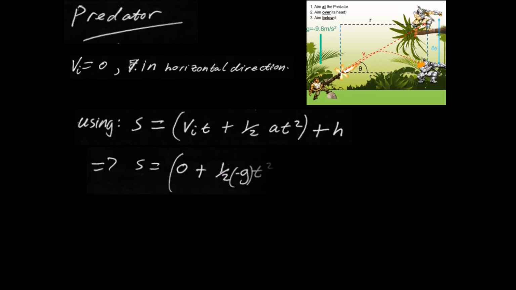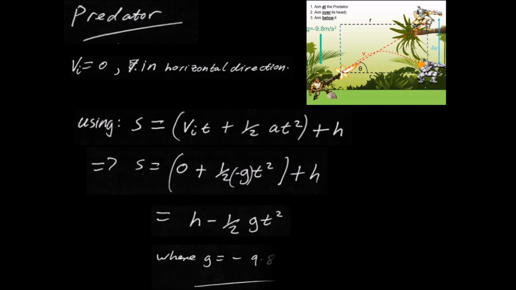Now we said VI was 0 once again, and you can see the similarities to the bullet drop problem here. So s is 0 plus 1/2 negative gt squared plus h. This will give us his height minus 1/2 gt squared. Well, we know that g is negative 9.8.